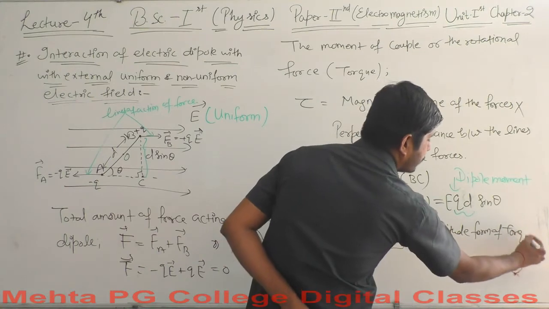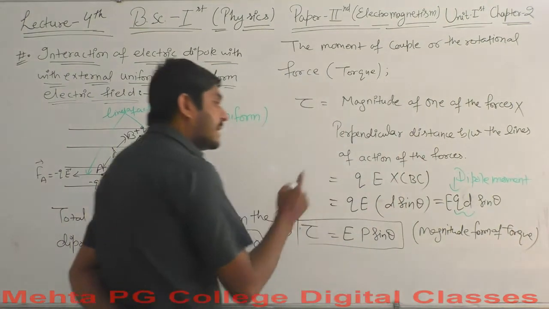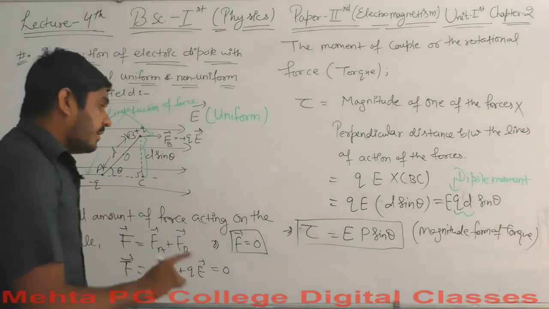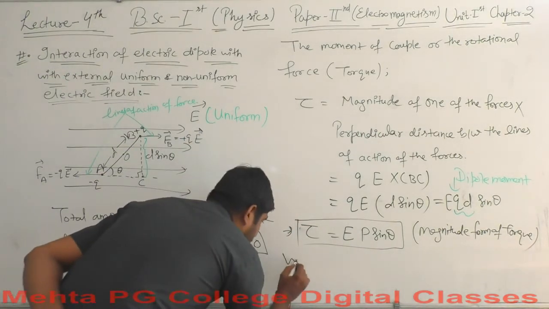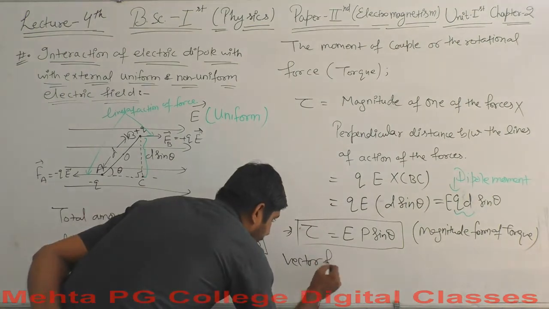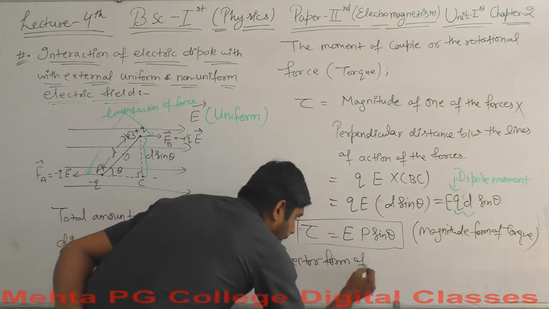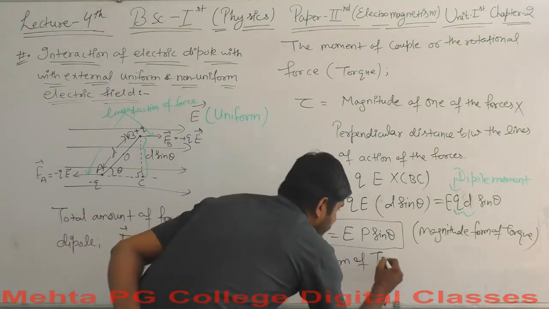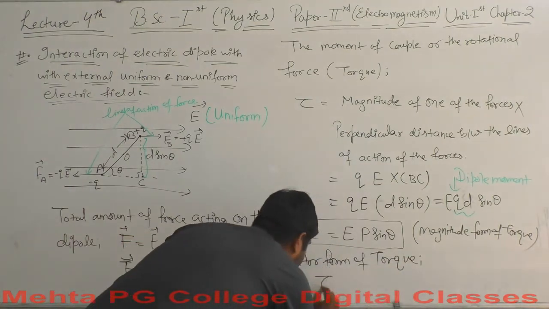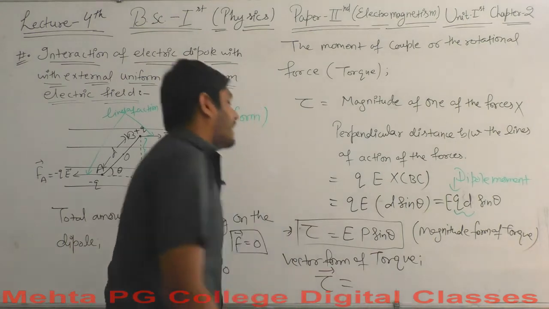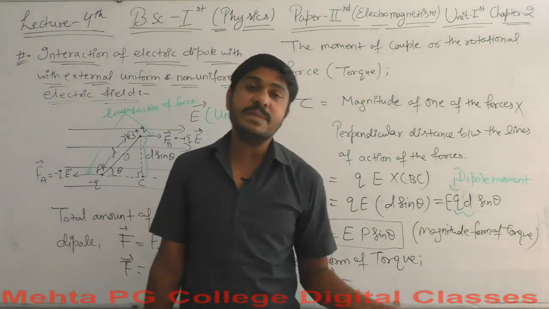Magnitude form of torque. So let's discuss the vector form of torque. So what should be the vector form here? Vector form of torque. The vector form, saying this is the tau vector, and sine theta, always sine theta represents what?